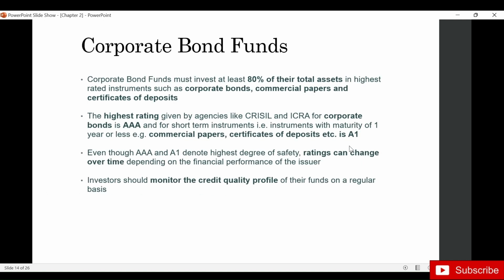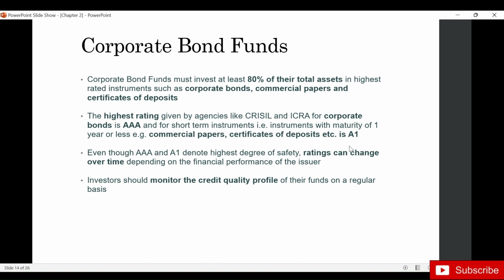Now we move on to the next category of debt fund, which is corporate bond funds. Corporate bond funds must invest 80% of their total assets in the highest rated instruments such as corporate bonds, commercial papers, and certificates of deposit. This is as per the SEBI mandate that they have to invest at least 80% in the highest rated instruments. So now, what are the highest ratings?